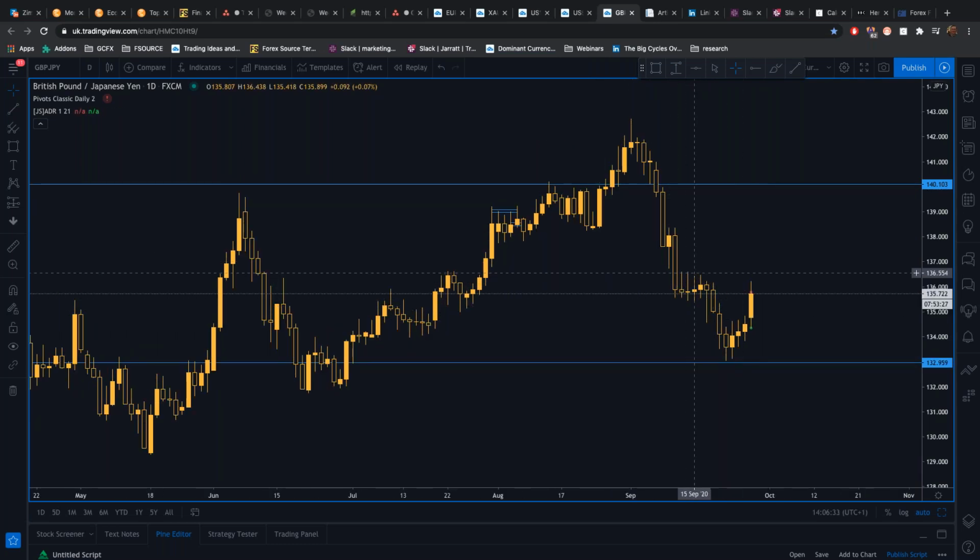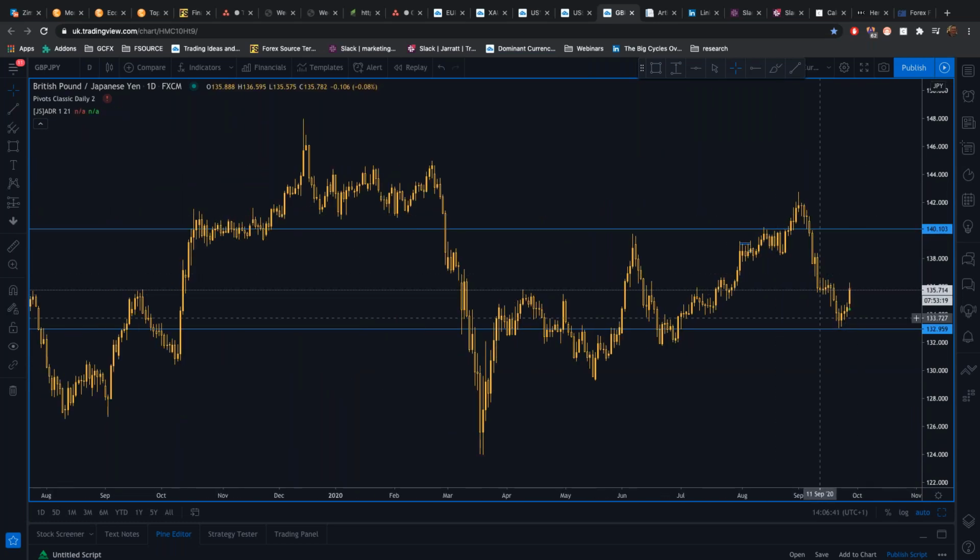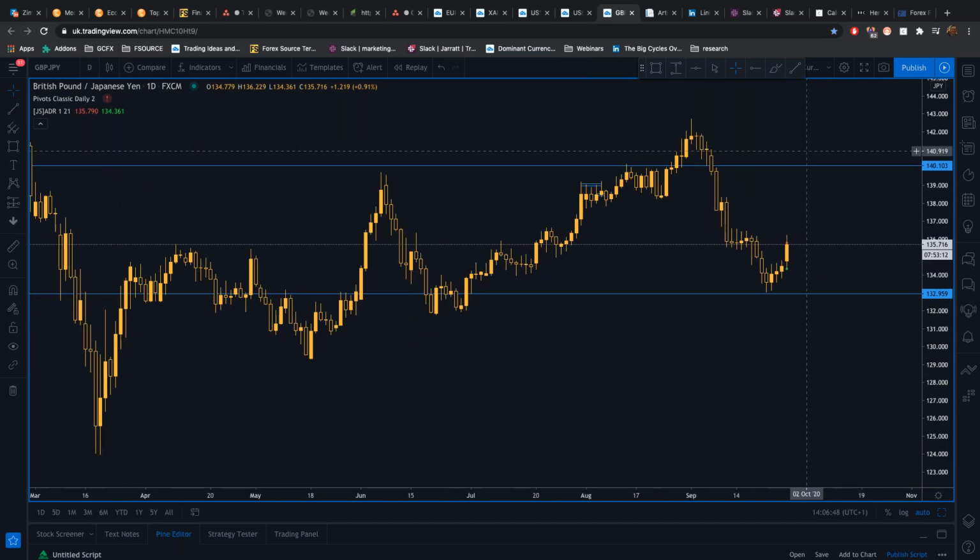And if the UK ends up getting a Brexit deal, then expect the pound yen pair to hit 142. But if the Brexit deal is not done, then we could expect pound yen to be hitting 130. So it really is a wildly different set of outcomes for the pound.